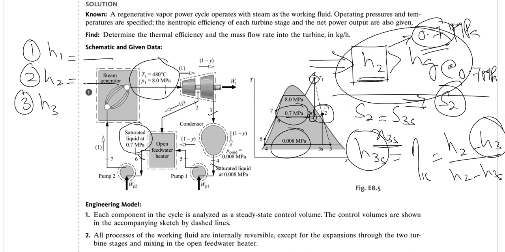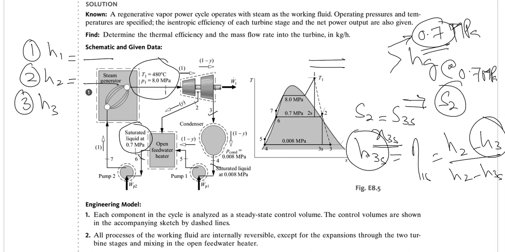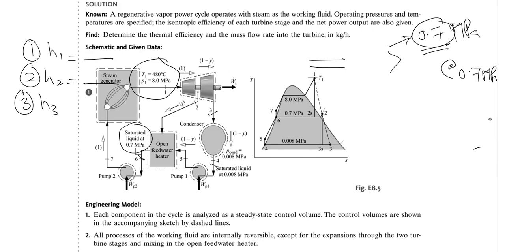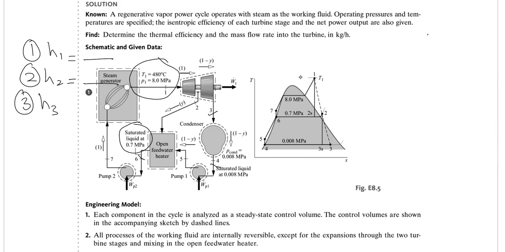Now moving forward, we have already got the enthalpy at state 1, state 2, and state 3. The enthalpy at state 4 is straightforward, which is the enthalpy of saturated liquid at 0.008 megapascal. Now moving forward to the enthalpy H5. You can find it from the work done of the pump, which is H5 minus H4 equal to V4 multiplied by P5 minus P4.